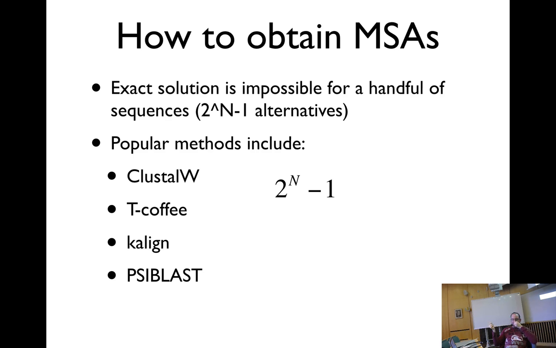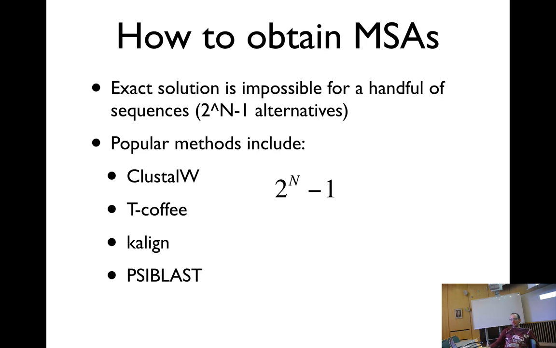The only problem is that it's basically 2 to the power n, the n number of sequences, minus 1 alignments you need to solve. It's not enough to align one sequence to two that are already aligned. You need to align all three in combination. So it explodes very, very fast if you have more than a handful of sequences. So even to really find the optimal solution is computationally impossible for anything more than maybe 5 or 10 sequences.